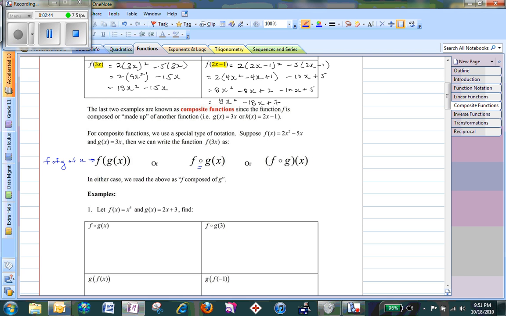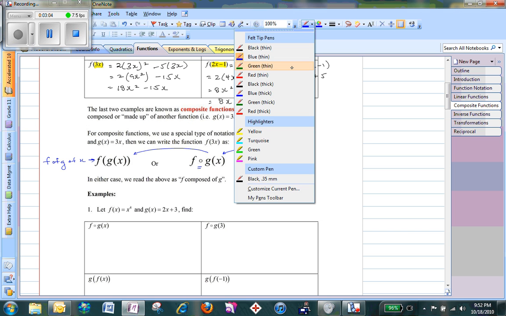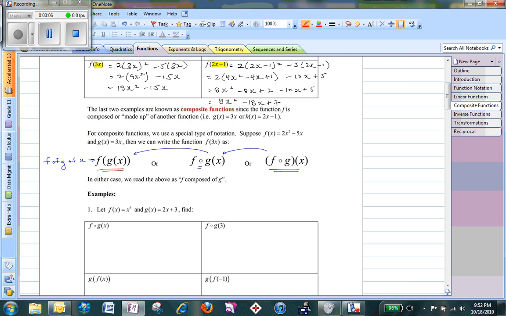Or sometimes the IB or the textbook really likes to write it this way. A common mistake that students make is that they think this is f of g and they have to multiply by x. That's not the case. Please don't make that mistake. All it means is the same thing as this or this. My personal preference is to use this notation. The IB prefers one of these two. So it really makes no difference, and you can rewrite it any way that you want.